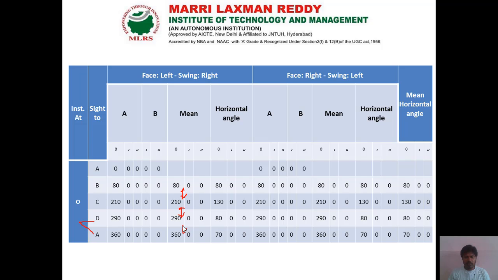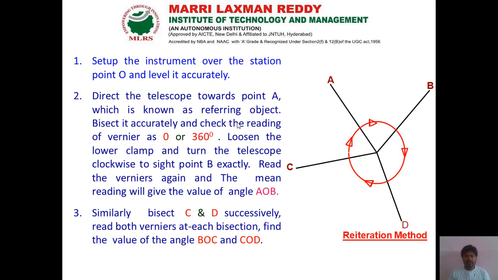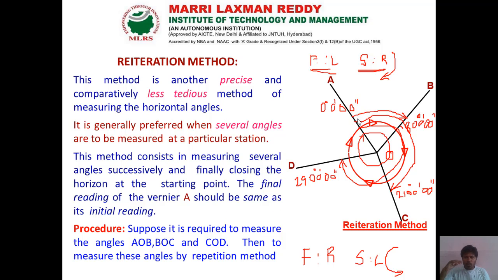So this is with respect to face left and swing right. Now the angle was 360 degree in the instrument. Now I have to do the changing of face process, which means I have to do one telescope transit and one swing with respect to the vertical and horizontal plane, so that the face changing has been done. Now after that I have to do the same process from point A. Here the origin point reading has been taken as 360 degree.